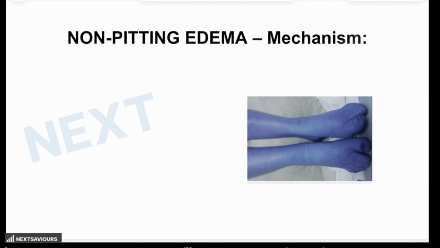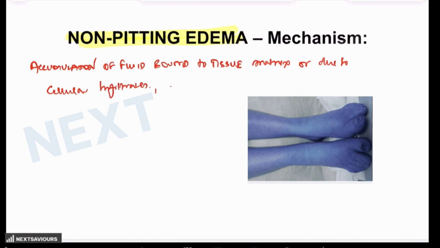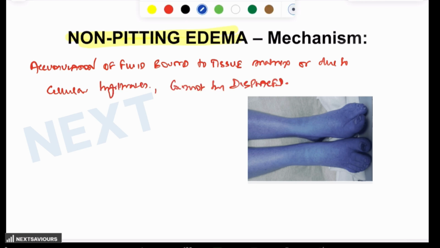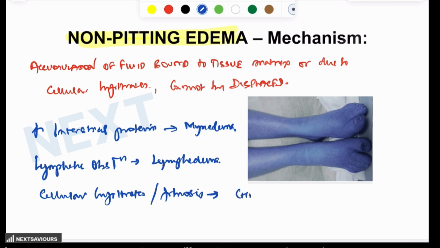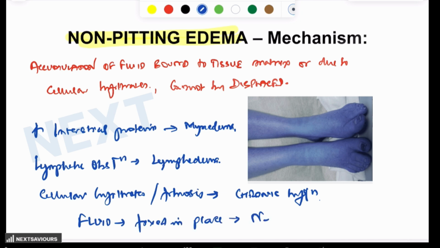The other kind of edema which can happen is non-pitting edema. You see, the main reason for non-pitting edema is the accumulation of fluid which is bound to tissue matrix or due to cellular infiltrates, which obviously cannot be displaced by pressure. The possible mechanisms could be an increase in interstitial proteins or mucopolysaccharides, as happens in myxedema. It could be because of lymphatic obstruction, as happens in lymphedema. It could be because of an increase in cellular infiltrates or even fibrosis, like happens in chronic inflammation. All these result in fluid which is fixed in place, as a result of which there is no pit when pressure is applied. So this is the basic mechanism behind non-pitting edema.